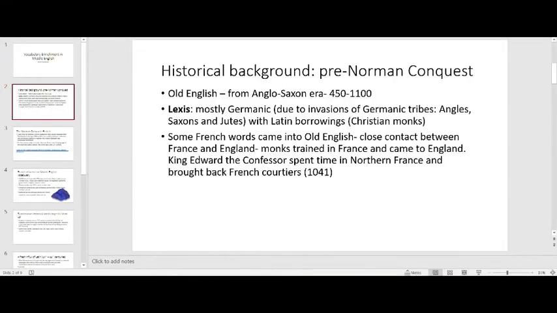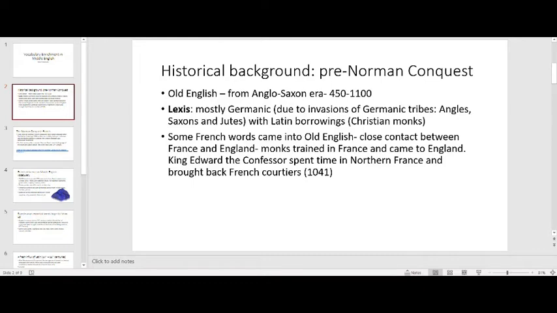So, Old English was primarily the Anglo-Saxon era. It was 450 to 1100. And in terms of the lexis, it was mostly Germanic due to invasions of Germanic tribes like Angles, Saxons and Jutes. In addition to this, there were Latin borrowings at the hands of Christian monks. This links to the Christianization of England.